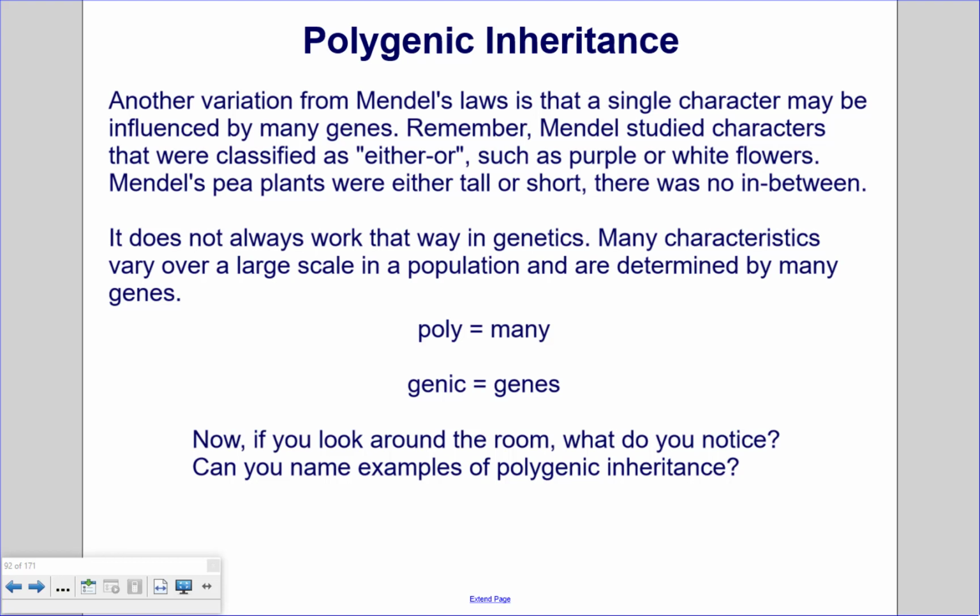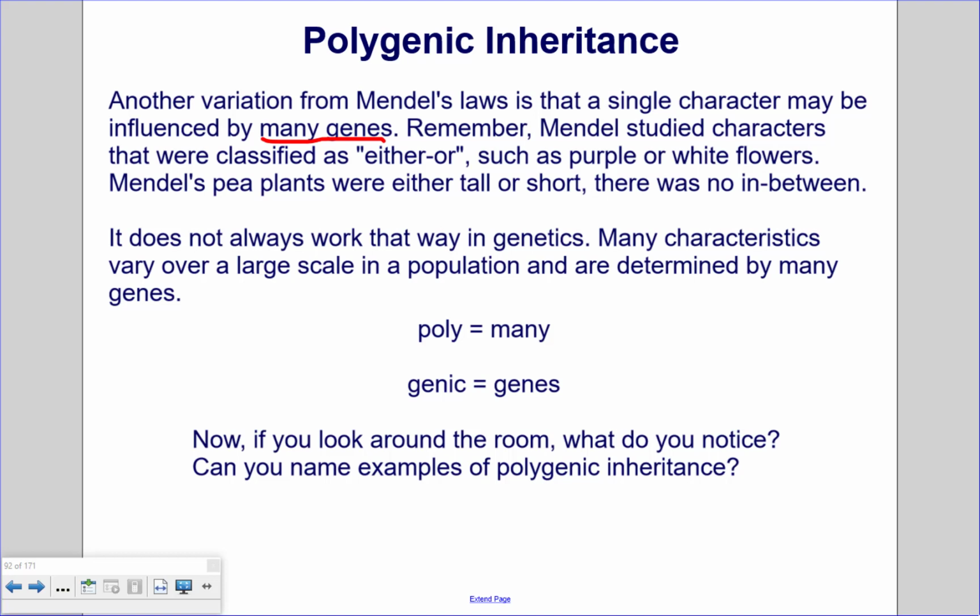Polygenic inheritance. Another variation from Mendel's laws is that a single character may be influenced by many genes. Remember, Mendel studied characteristics that were classified as either/or, such as purple or white flowers. Mendel's pea plants were either tall or short, there is no in between. It does not always work that way in genetics, especially with more complex organisms like humans. Many characteristics vary over a large scale in a population and are determined by many genes. Poly means many, and genic refers to genes.